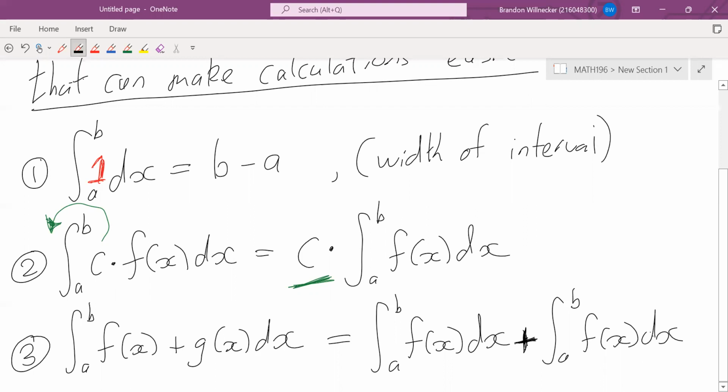And this also works for the difference. So plus or minus here becomes plus or minus here. So that's the third property, separating integrals into multiple parts. Are there any questions so far about these properties?